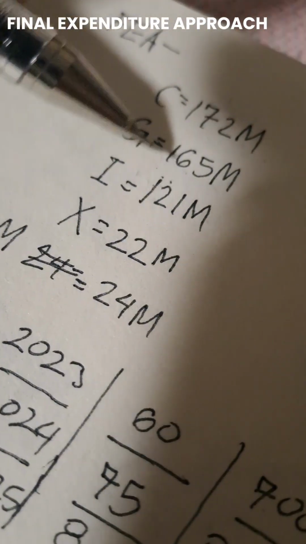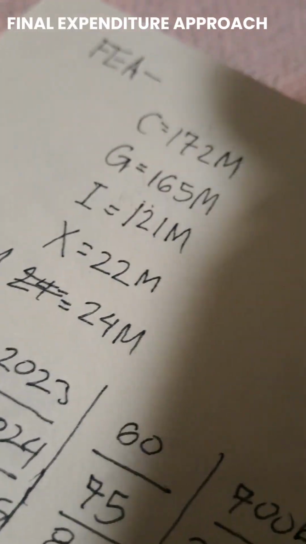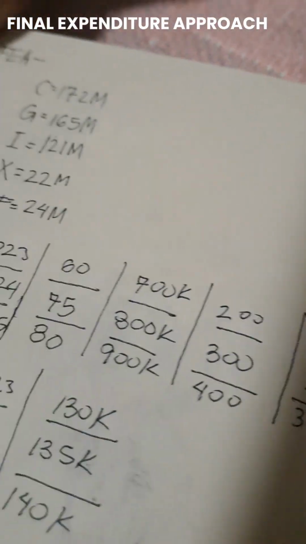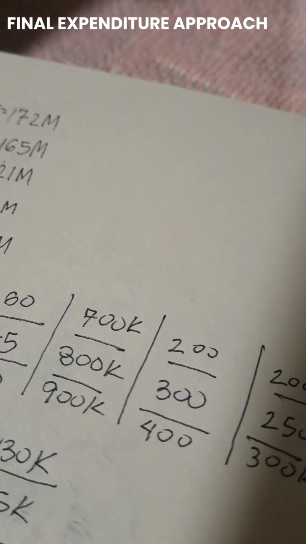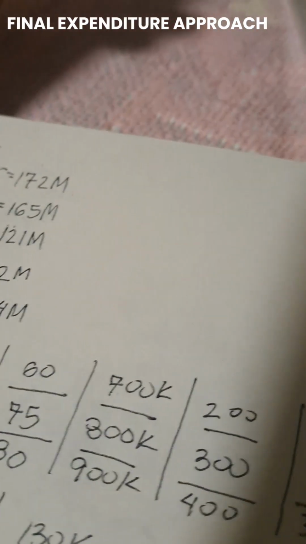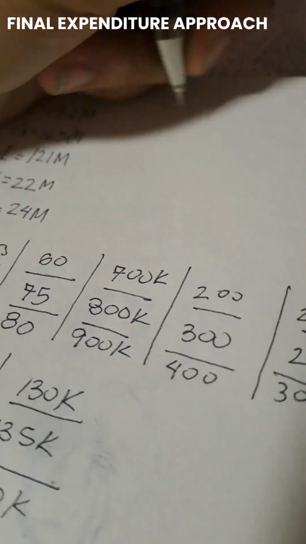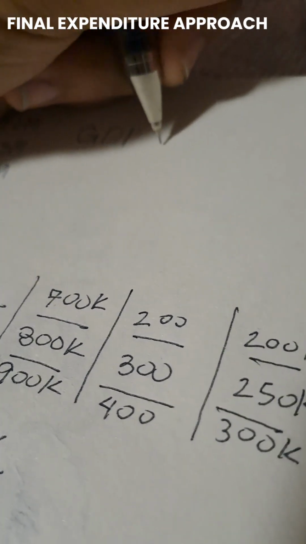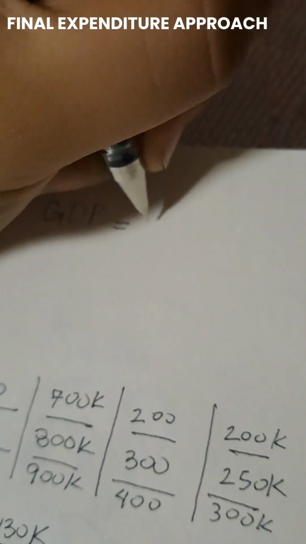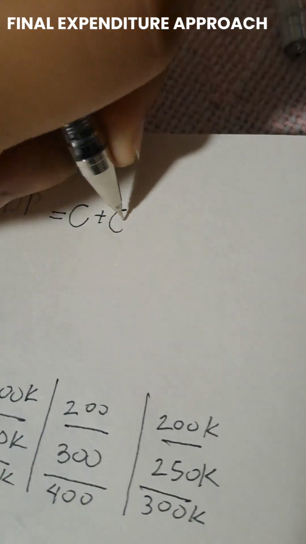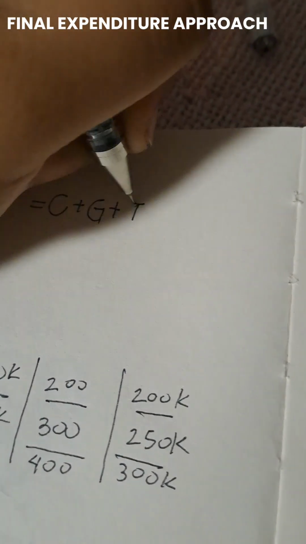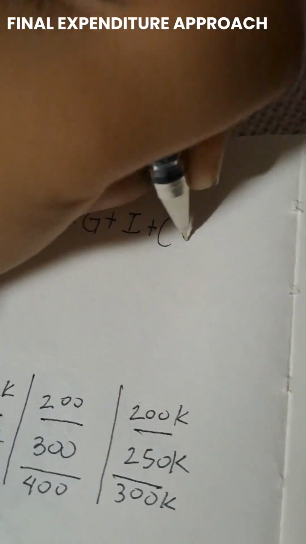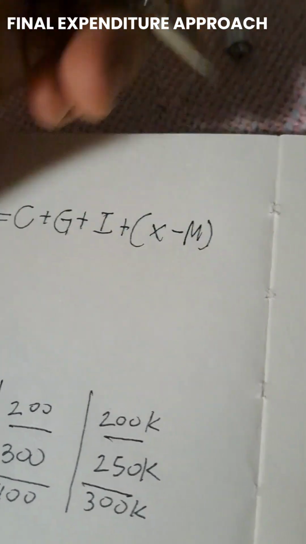First off, we have our variables right here. How do we solve for this GDP? First, we need the actual formula. So first, it's GDP. Don't forget to state GDP, okay? GDP equals C plus G plus I plus X minus M.